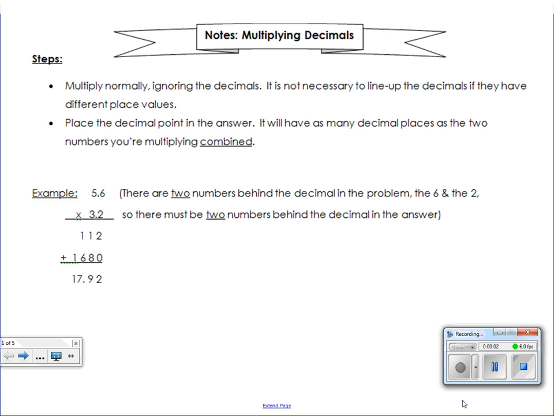What we're going to be doing today is we're going to be talking about multiplying of decimals. Remember, when we multiply decimals, we ignore the decimal and we always multiply like normal. So at the bottom, we have 5.6 and 3.2. I'm going to pretend decimals aren't there, and I am just going to multiply 56 times 32.